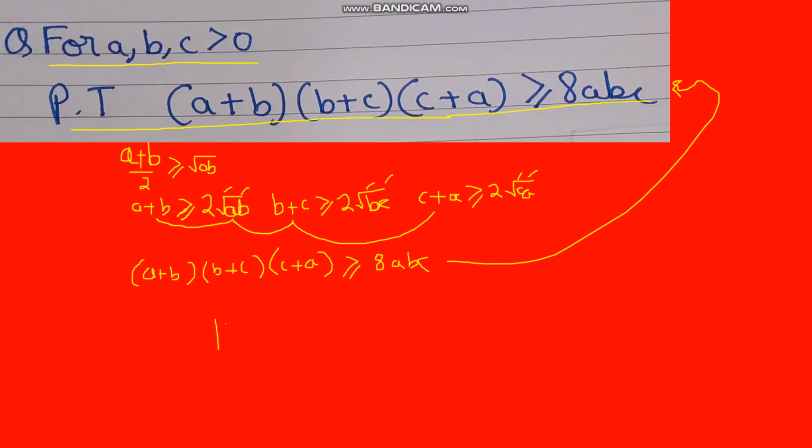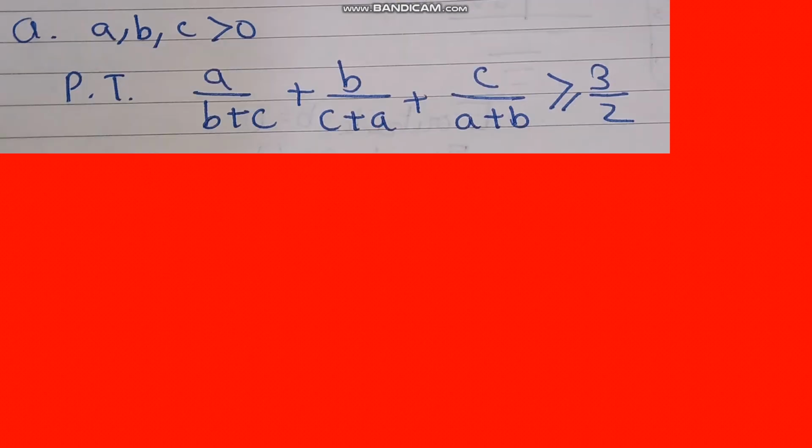So we write HP, or hence proved. HP doesn't mean harmonic progression here. I write HP to mean hence proved. And if you want to know what PT is, this is nothing but prove that. Short forms are simpler.